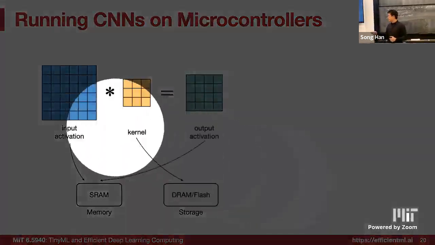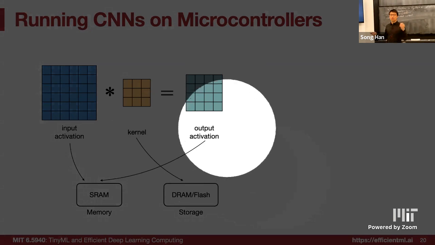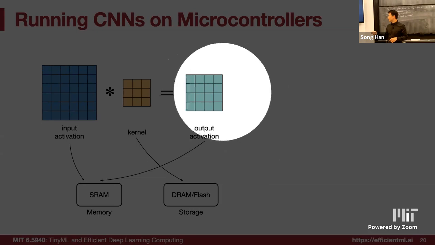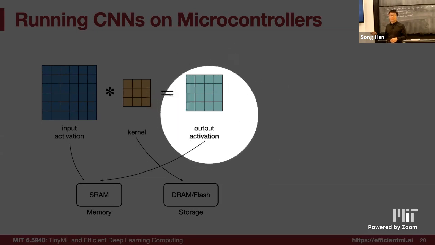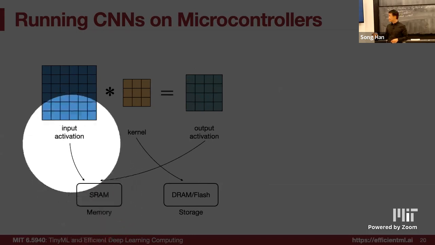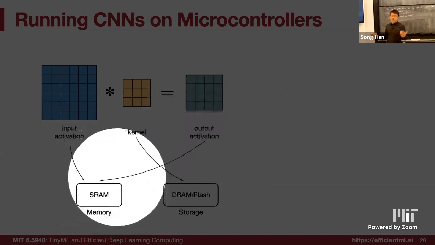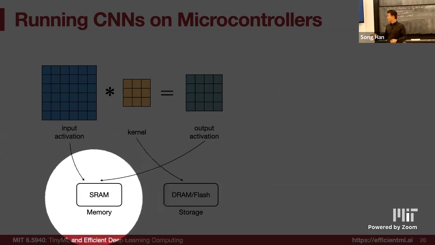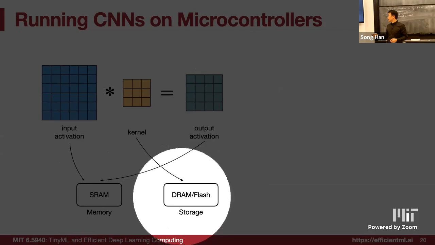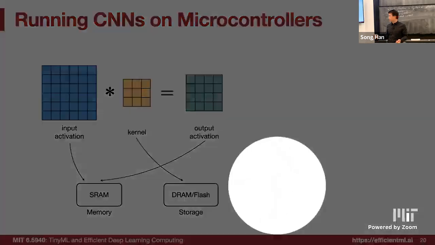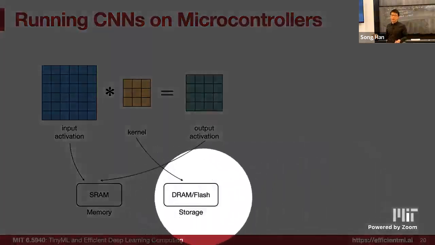So for input activation and output activation, we need to both read and write. We read the previous input, we write to the output of the next layer. So it has to be both readable and writable, so it consumes the SRAM, which is both readable and writable. SRAM is static random access memory. And microcontrollers usually don't have any DRAM, only very little flash.